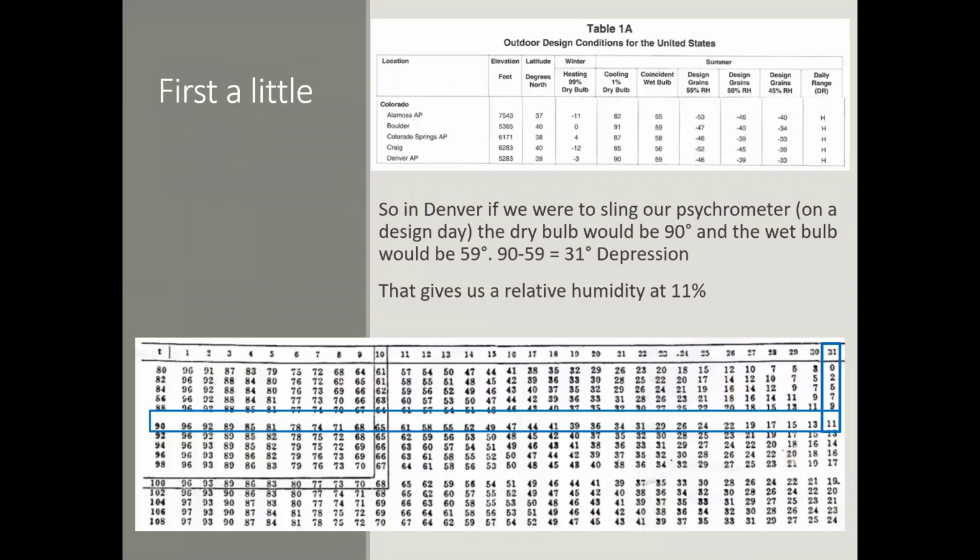Oh, here's that table I was talking about. Here it is. So 90 minus that is a 31 degree depression, right? So at 90 degrees, 31 degree delta T, 11% humidity. That's just a little table that comes with the sling psychrometer. It's obviously much larger than that, but that's how that works.